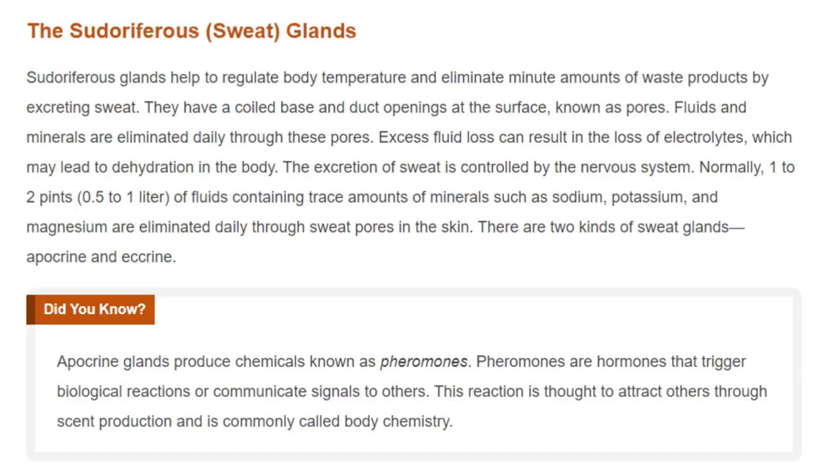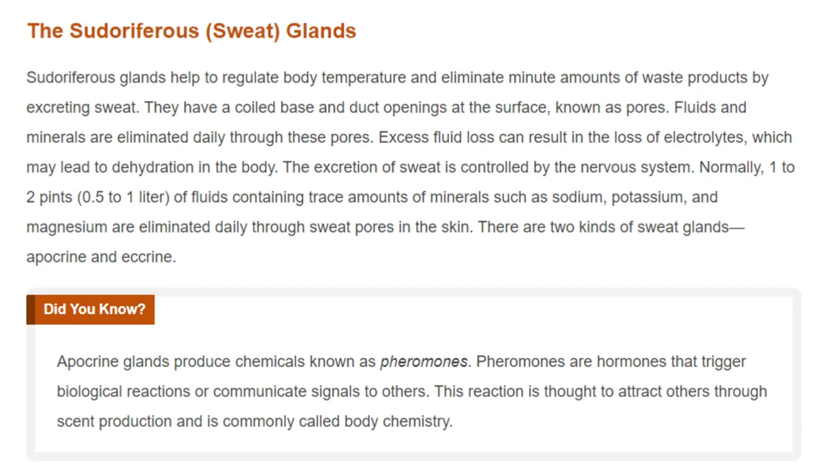The sudoriferous, sweat, glands. Sudoriferous glands help to regulate body temperature and eliminate minute amounts of waste products by excreting sweat. They have a coiled base and duct openings at the surface, known as pores. Fluids and minerals are eliminated daily through these pores. Excess fluid loss can result in the loss of electrolytes, which may lead to dehydration in the body. The excretion of sweat is controlled by the nervous system.